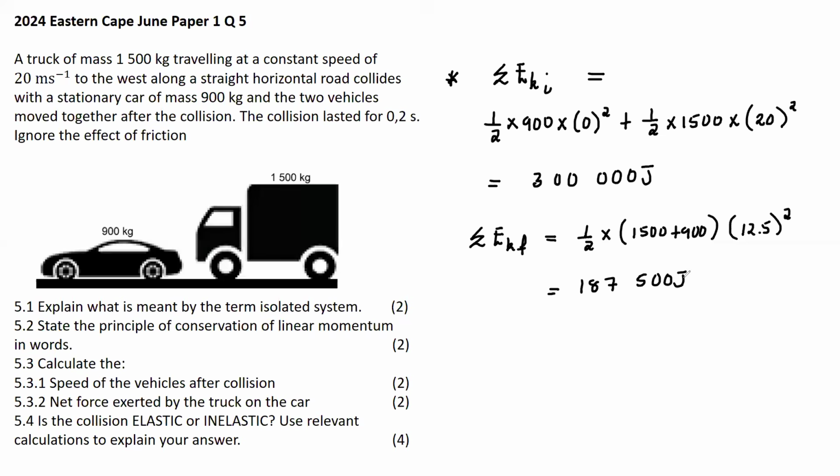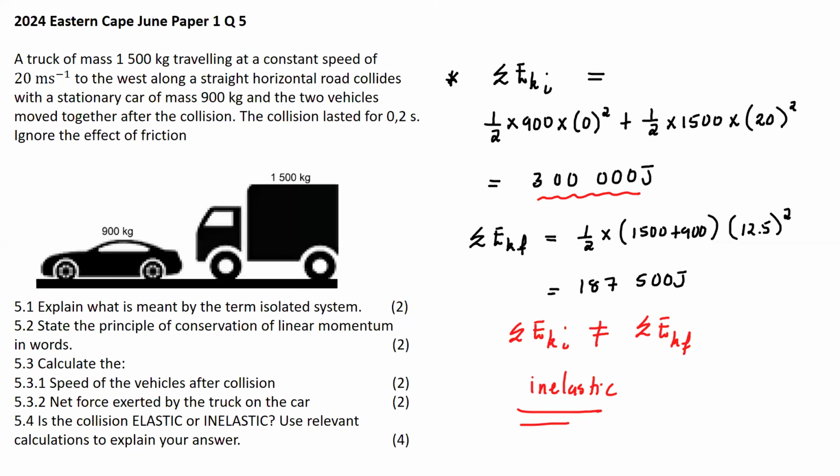Remember, they moved together. Therefore, the collision is not elastic because the kinetic energy initially is not the same as the kinetic energy final. Look at it, there's a decrease. I had 300,000. Now I've got 187,500, which means I lost some to either heat or sound. So the collision is inelastic. Inelastic. Talk to me, fam. Here's some of your questions. All right, perfect. So the collision is inelastic.